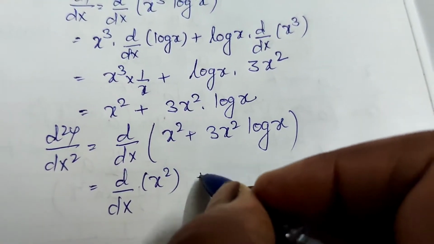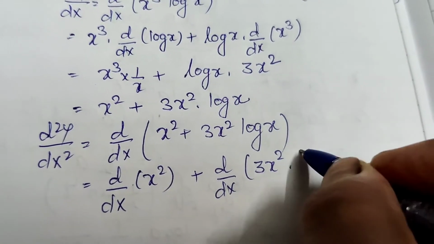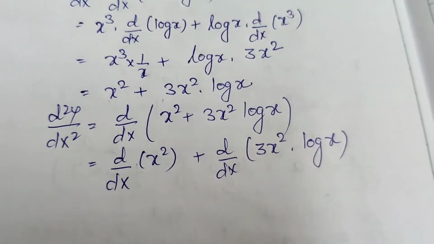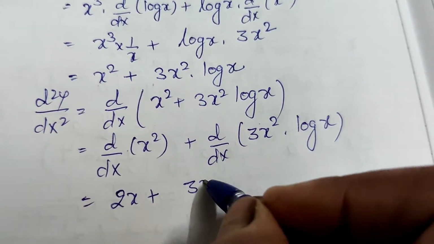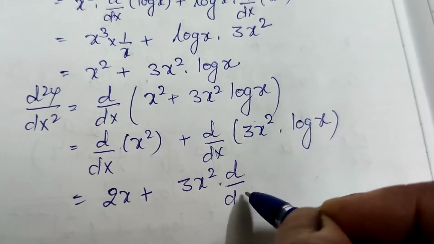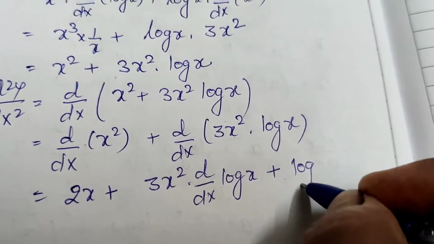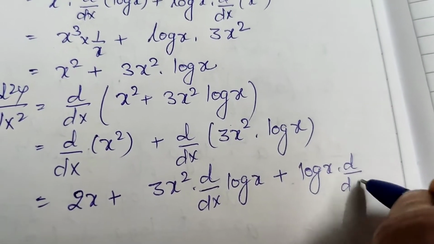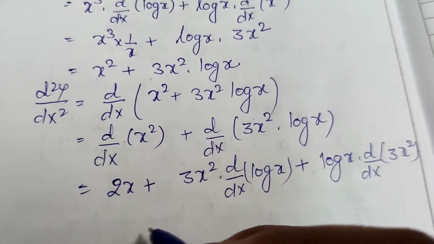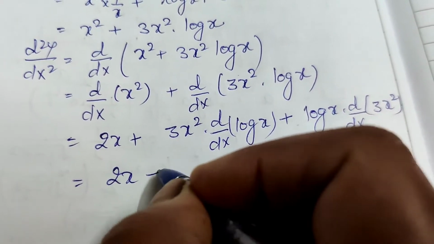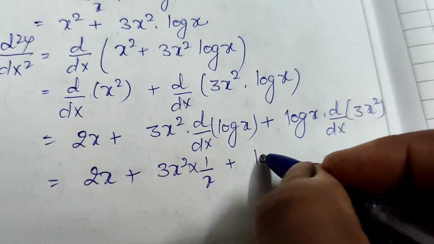First function differentiation, and differentiation of this by product rule. It is equal to 2x, and here 3x square d over dx of log x plus log x and d over dx of 3x square. 2x plus 3x square into 1 by x plus log x.